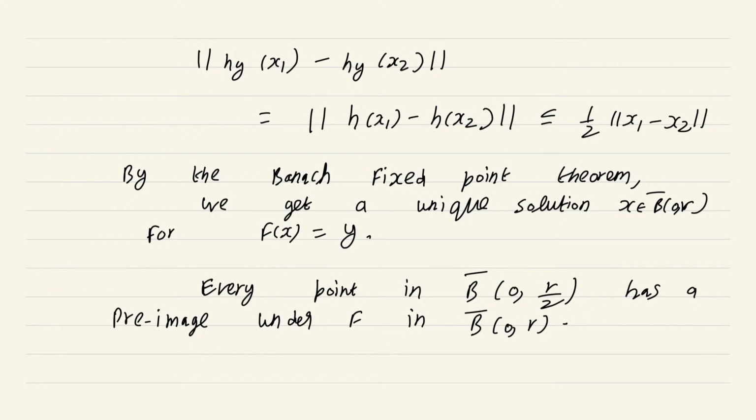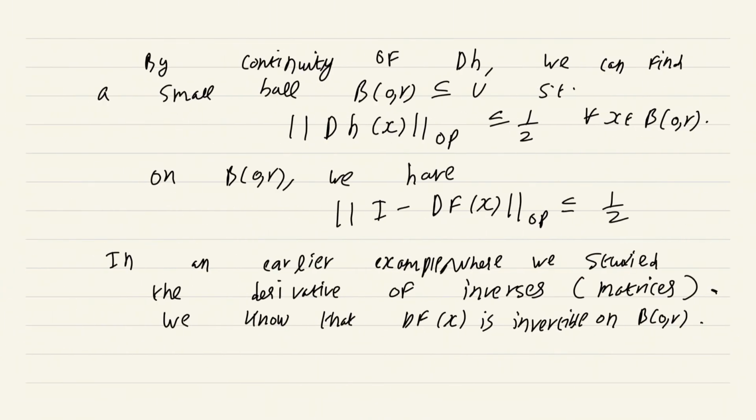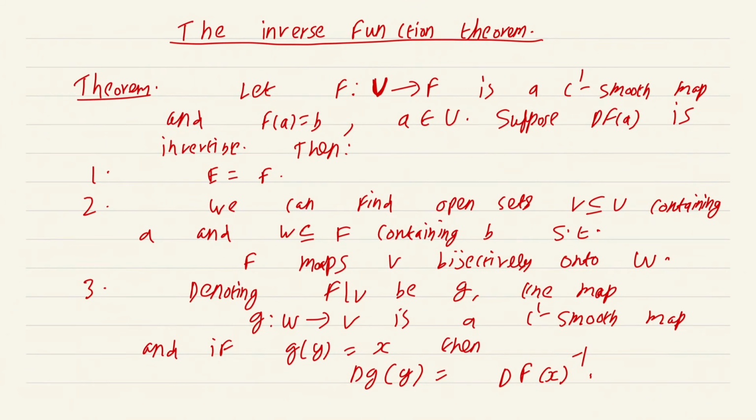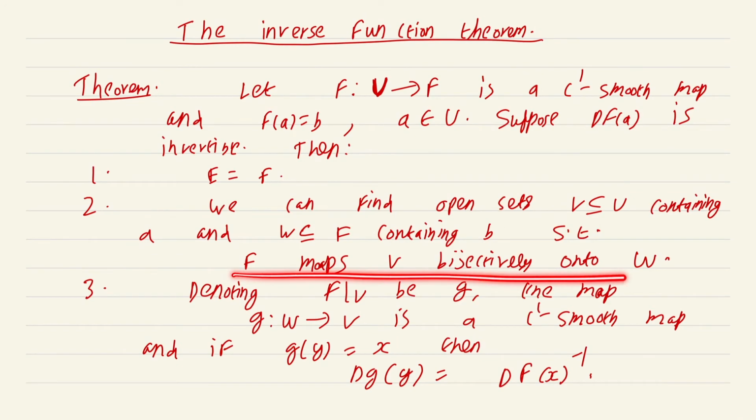So what we do is the following. We try to find the set V that we require such that f restricted to V is going to be one-one and onto an open set W in F. That's one of the parts of the inverse function theorem that we have to show. Since it's been quite some time, let's just look at the statement. We have to find this open set V subset of U containing A and W subset of F containing B such that f maps V bijectively onto W. So this is our objective.